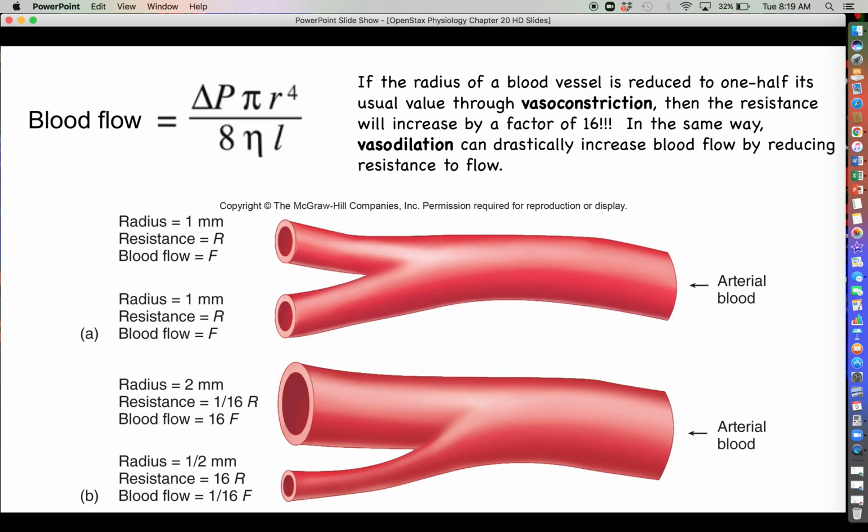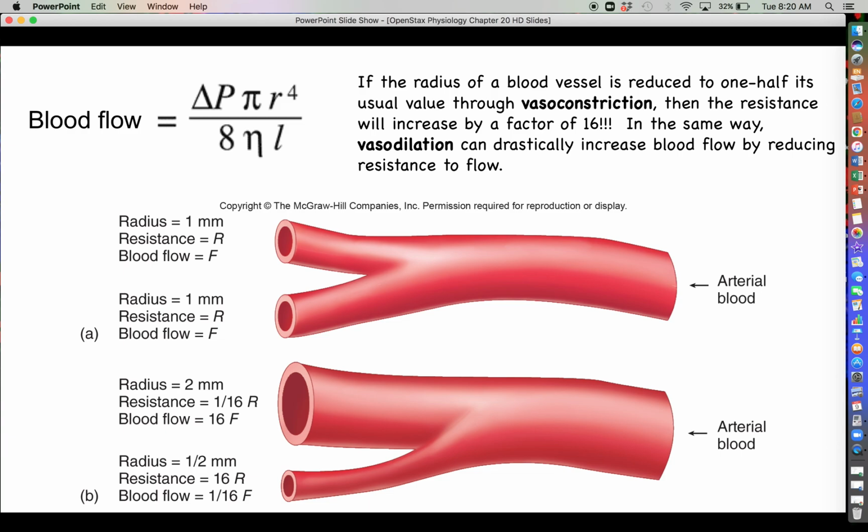Now look at this example right here. Ultimately, even though the pressure gradient is going to be a major determinant, the greatest effect we can have on blood flow is through vasoconstriction and vasodilation. Through vasoconstriction and vasodilation, we can and we will see very significant effects on the radius of the blood vessel and therefore effects on the blood flow.